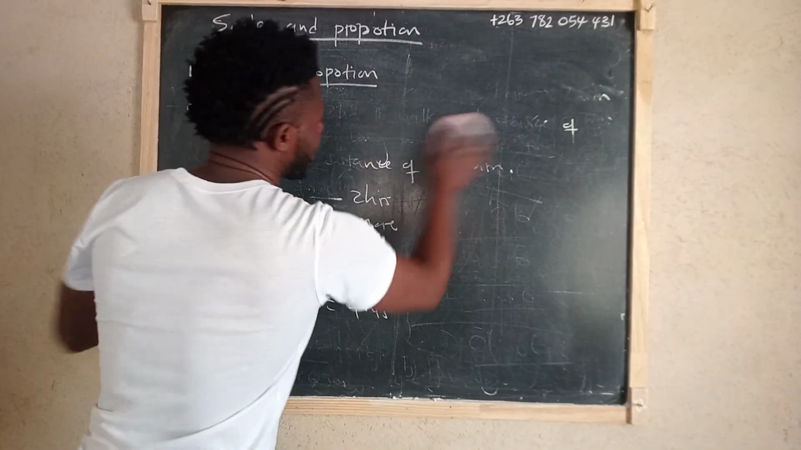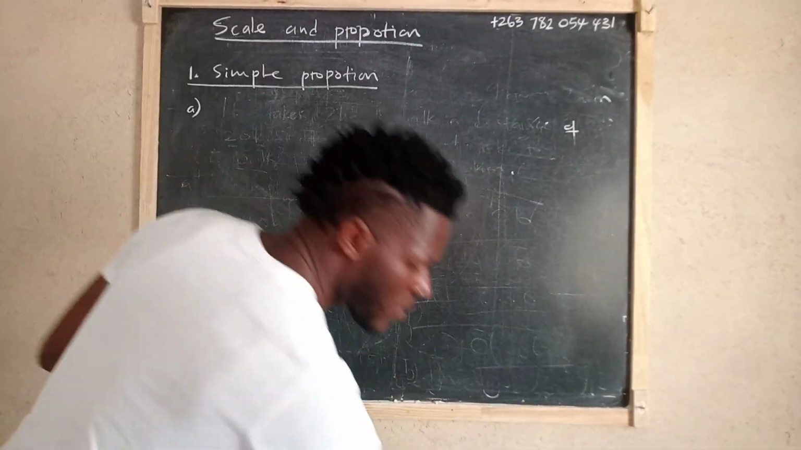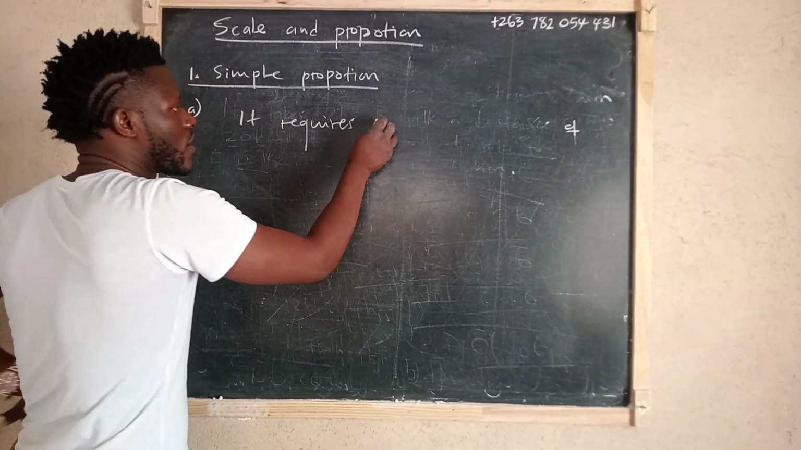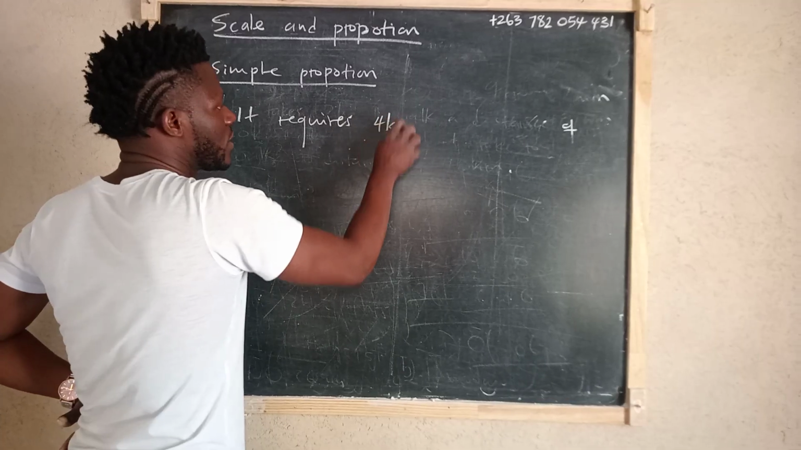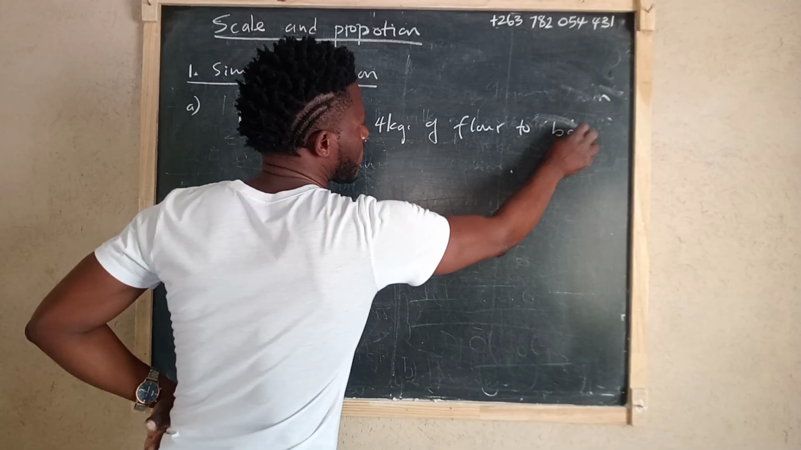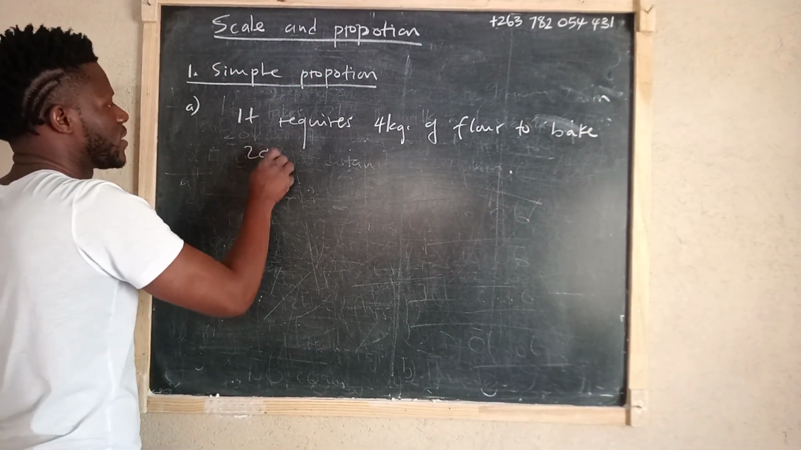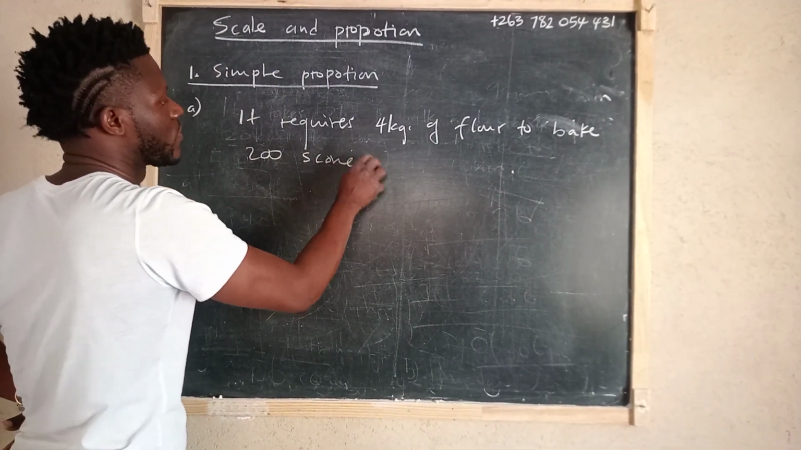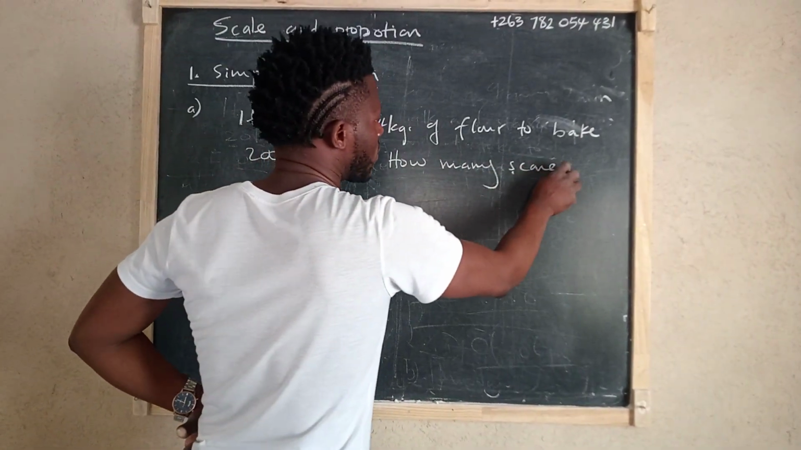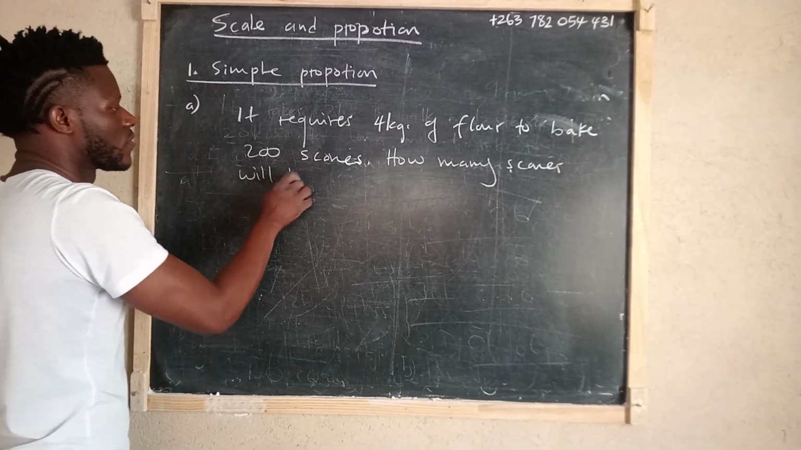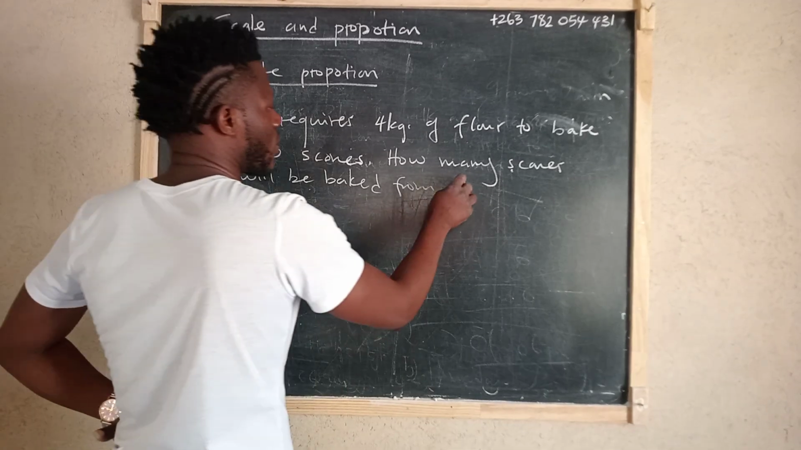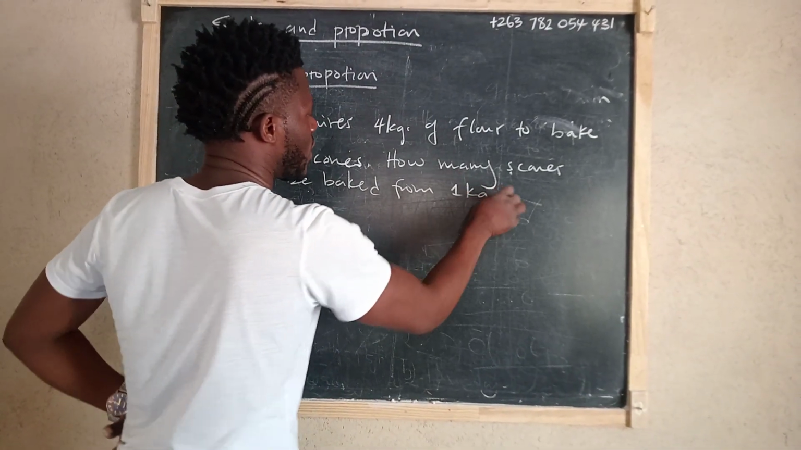Let me present one for Excel. It requires 4 kgs of flour to bake 200 scones. How many scones will be baked from 1 kg of flour?